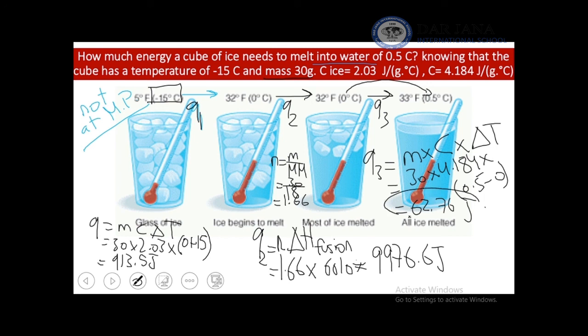So to find the total amount of energy needed to change ice at -15 into water at 0.5, we add these three values. It's so important to know that for the heat of fusion or vaporization or solidification, for fusion the substance should be at the melting point. If it's before the melting point, there is energy to heat it up to that melting point and energy to melt it.